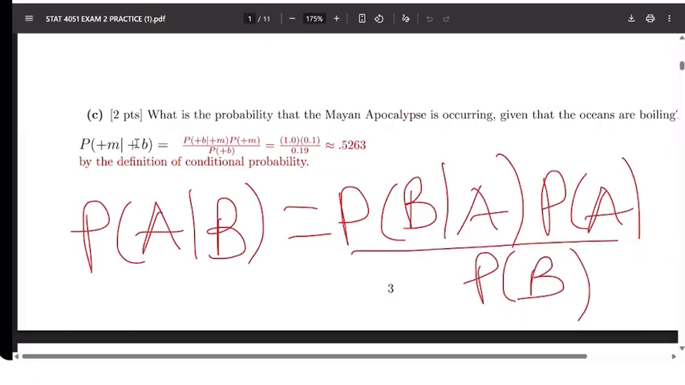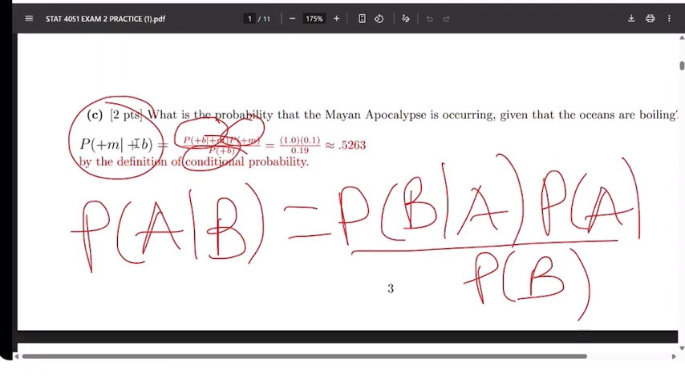That's from the fundamental probability theorem you've learned before. Okay. And so if I want to find the probability of M plus given B plus, that would be equal to the probability of B plus given M plus multiplied by the probability of M plus, divided by the probability of B plus.